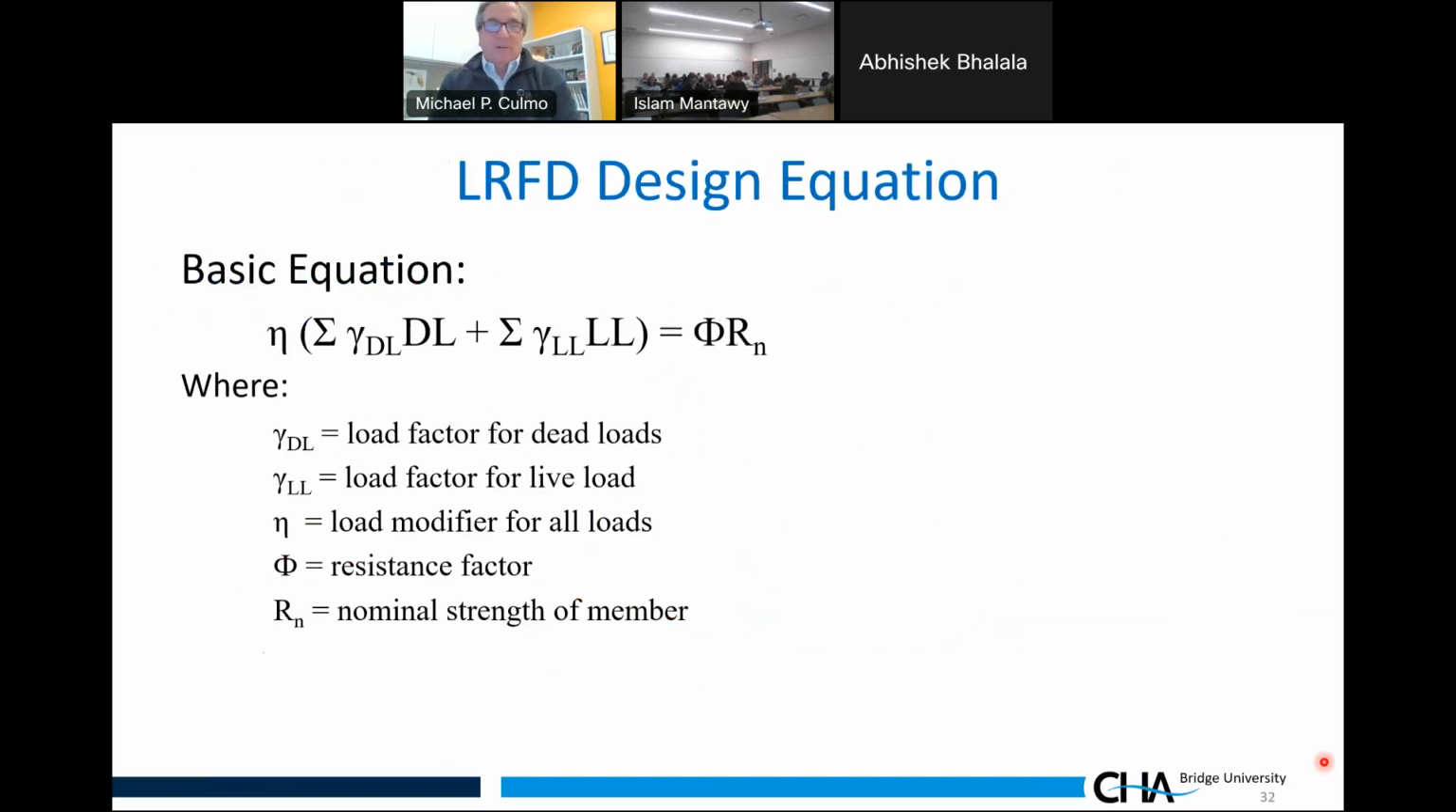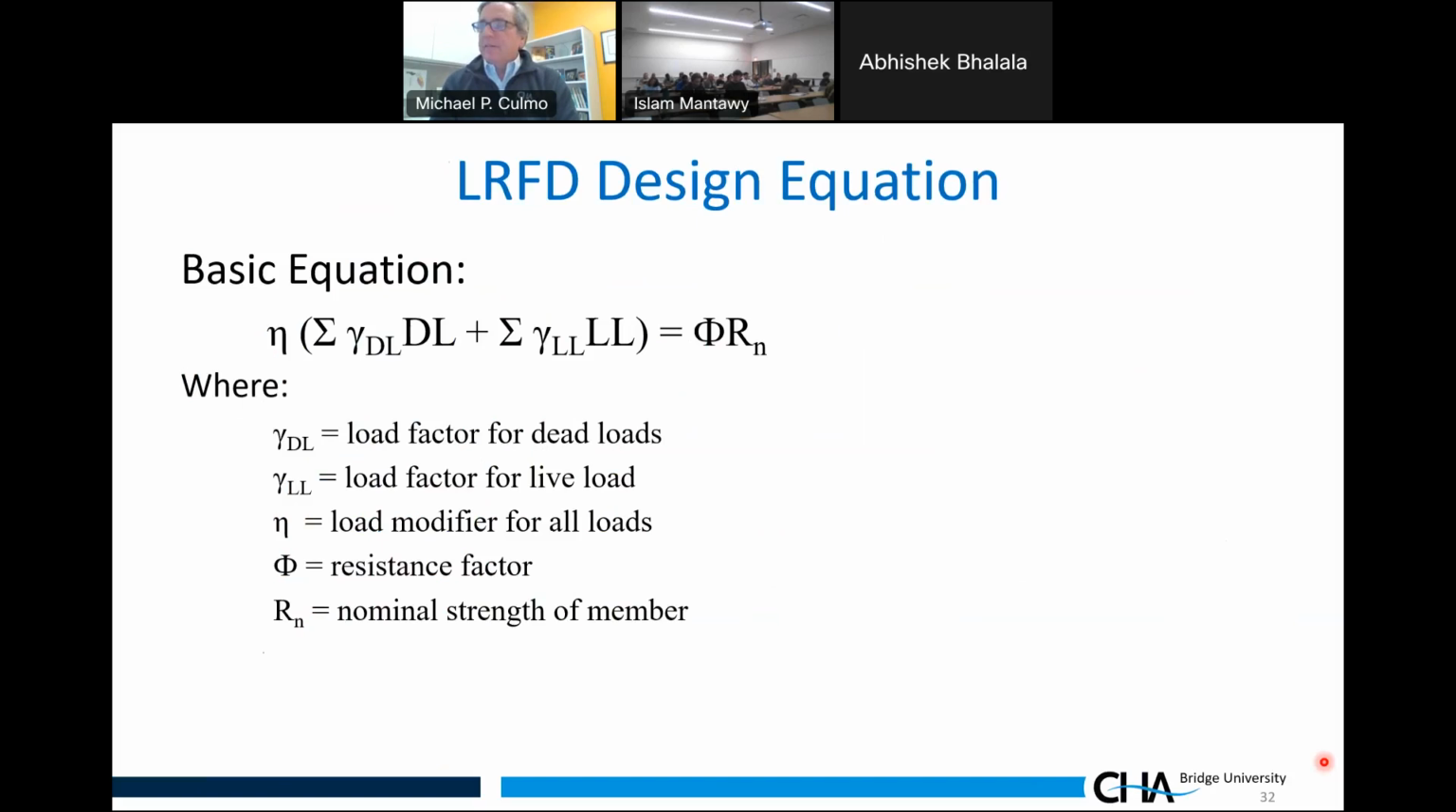So there's a load equation right there, the famous LRFD design equation, where there's an eta factor in the beginning, which you multiply all loads times eta, and then times the summation of the gamma dead loads times dead loads, and the gamma live loads times live load. And that equates out to phi R_n. So the gammas are load factors for dead load and for live load, eta is a load modifier for all loads, and phi is a resistance factor. In the world of reinforced concrete, I think we call it a strength reduction factor, and in AASHTO it's called a resistance factor. And R_n is the nominal strength of the member.